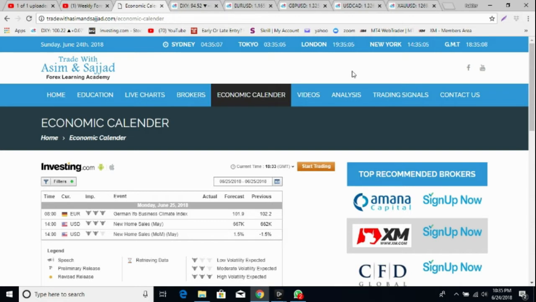Let's begin our analysis with the economic calendar. We have Euro and US data to be released. For Euro, we have the German IFO Business Climate Index. The forecast looks pretty much the same, but still we can expect some volatility, almost 40 to 50 pips on both sides. Then later in the evening we have new home sales release for the US dollar. This one too can bring some volatility in the US pairs. Other than that, it might be a slower day.